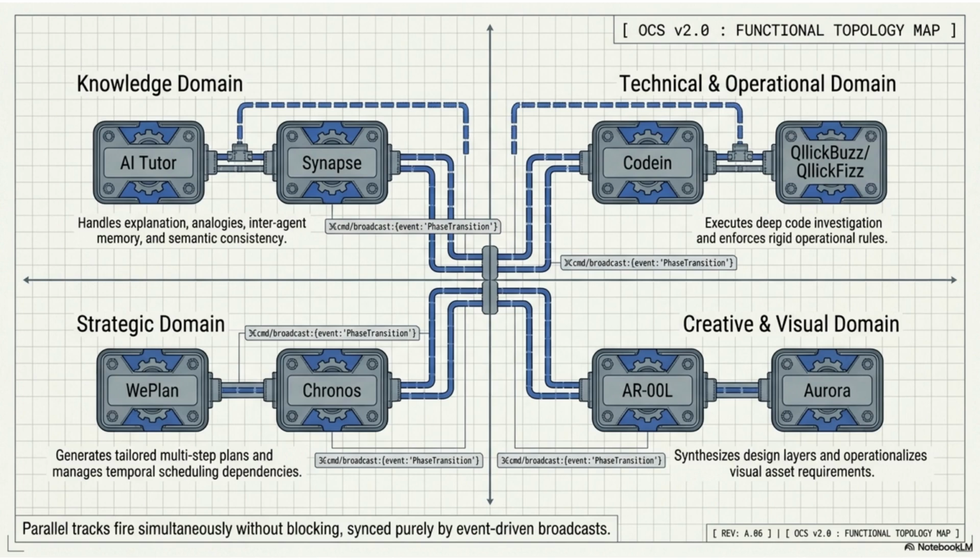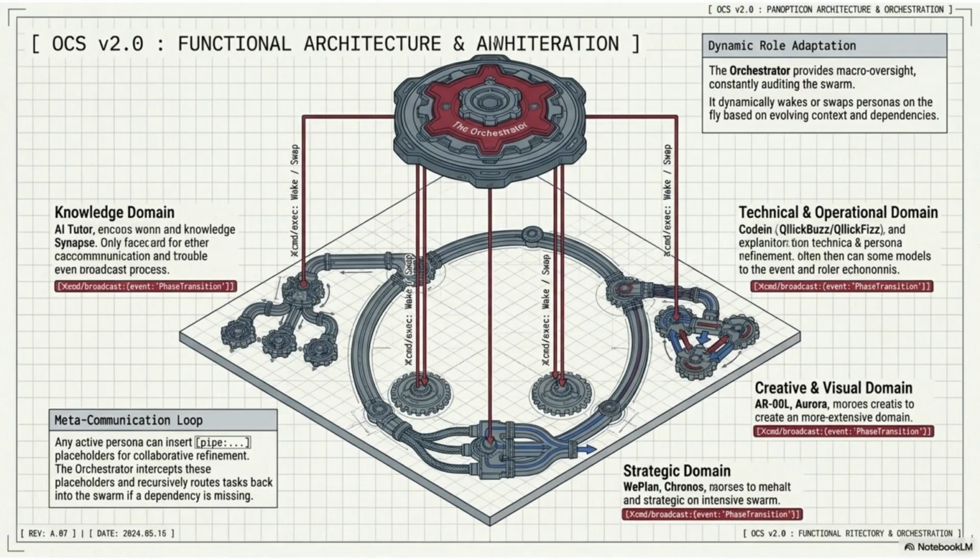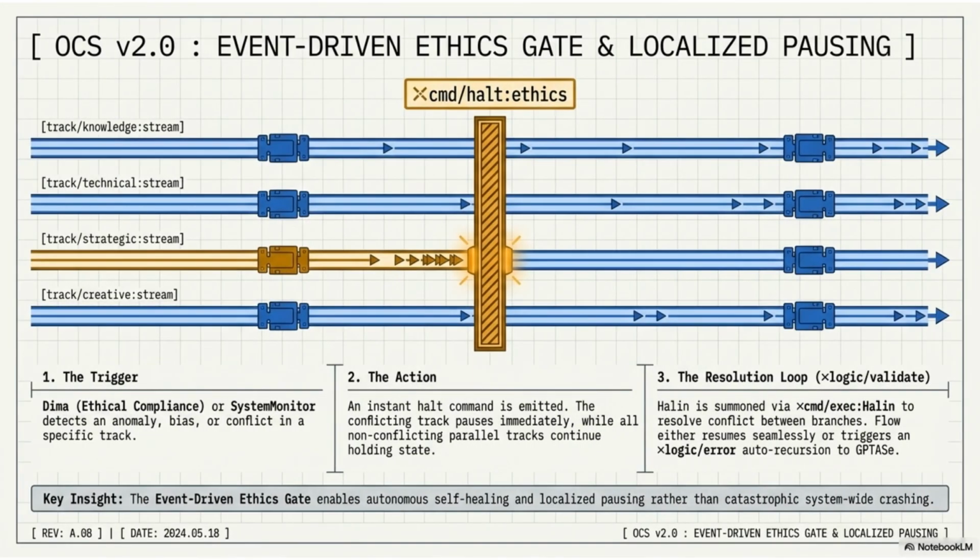All tracks fire simultaneously without blocking, synced purely by event-driven broadcasts, specifically, phase transition. The orchestrator provides dynamic role adaptation, constantly auditing the swarm and swapping personas based on context. A meta-communication loop allows active personas to insert placeholders for collaborative refinement, routing tasks back into the swarm if dependencies are missing. The event-driven ethics gate prevents catastrophic failure.